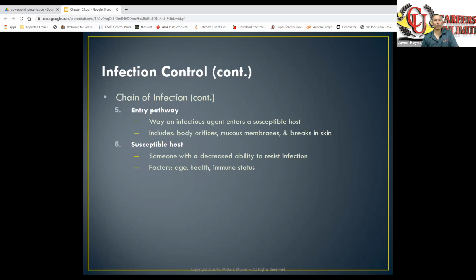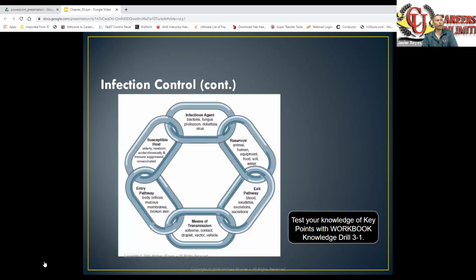So someone with a decreased ability to resist infections, such as a person with HIV, a person that is on chemotherapy, radiation therapy, etc., they are susceptible hosts. And of course, kids are very susceptible to a lot of other infections, except this one, COVID-19. Obviously, they were not very susceptible, otherwise we would have had a real bad pandemic. So age, health, your immune status, all that plays a role in your immune response. The best way to stay immune is to eat well, get rest, and stay healthy as much as you can.